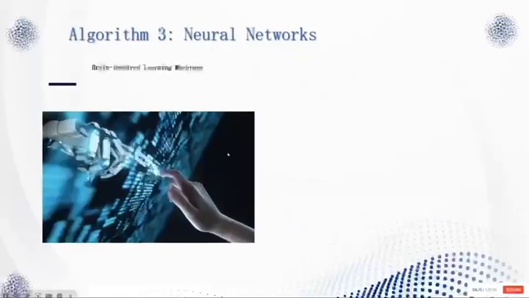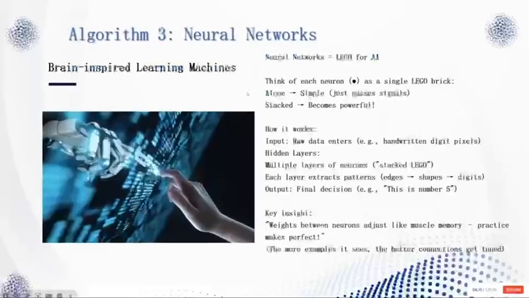Now let's get into algorithm 3, neural networks, brain-inspired learning machines. For me, neural networks equal Lego for AI. Think of each neuron as a single Lego brick. If it is alone, then it is simple. If it is stacked, then it becomes powerful.